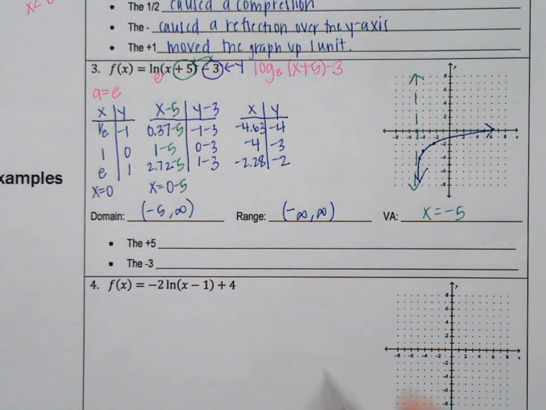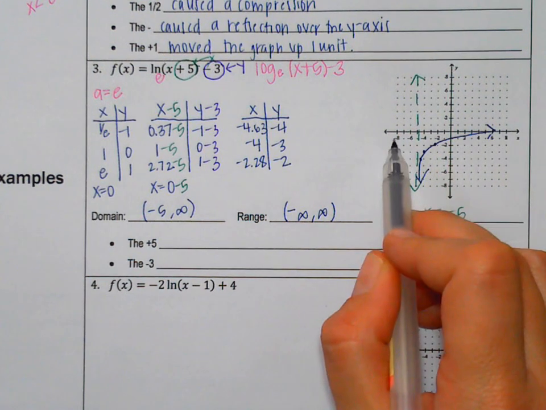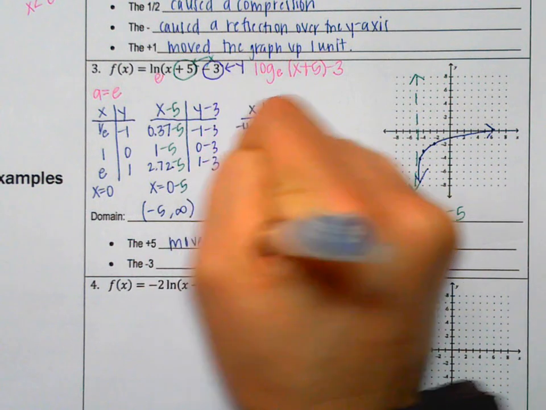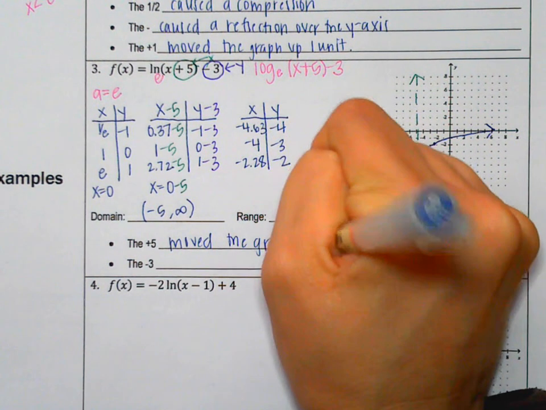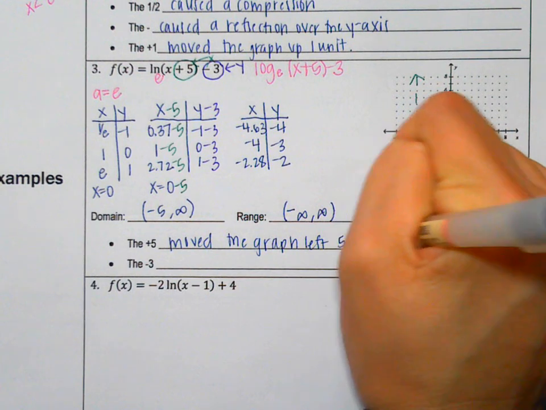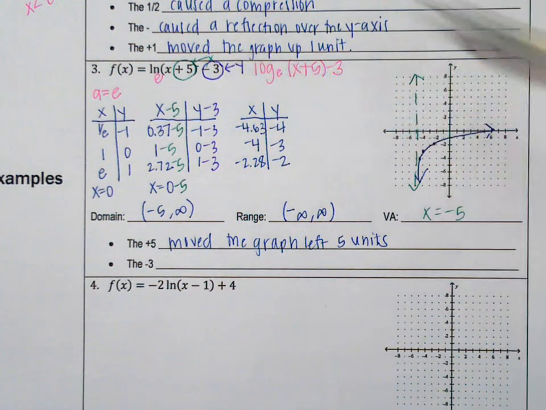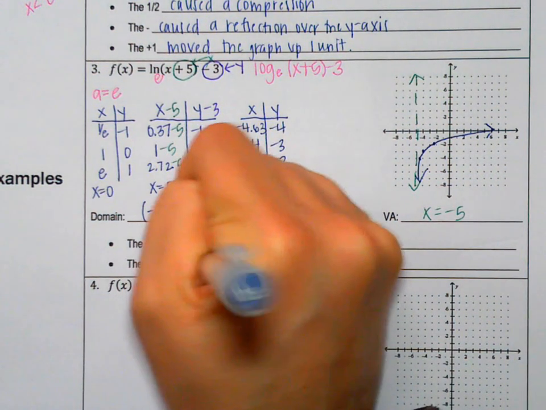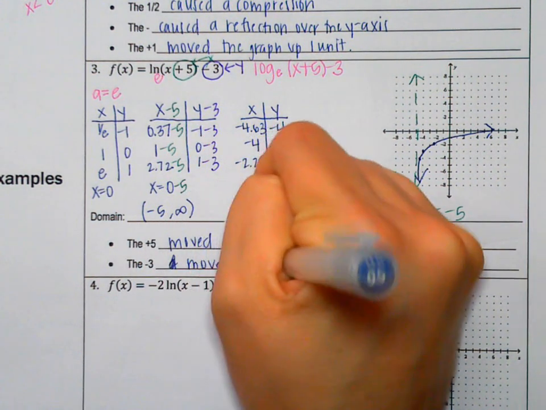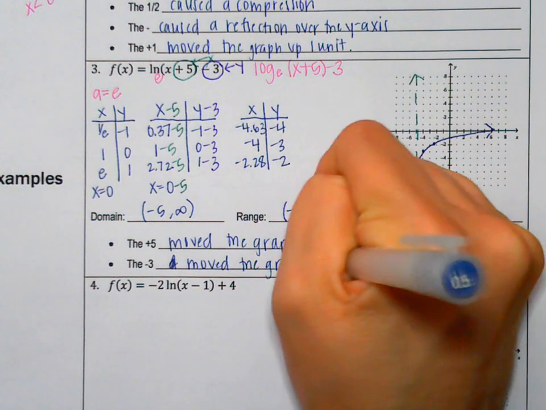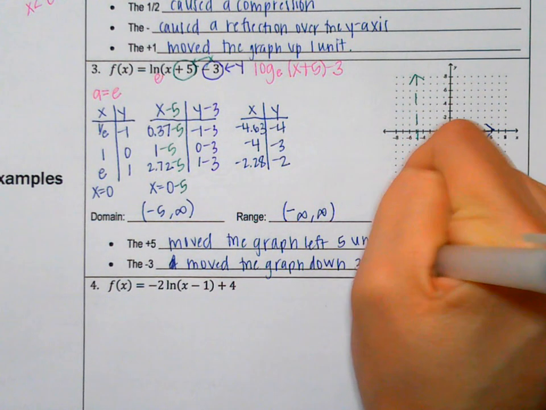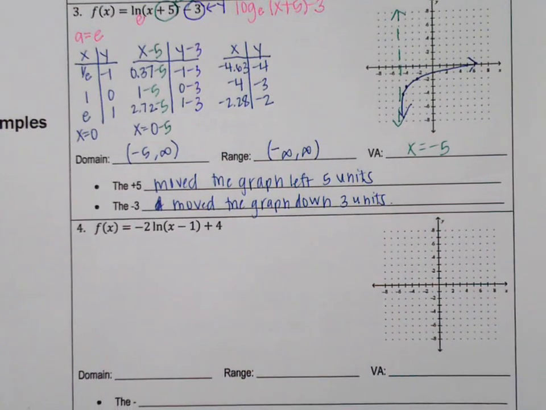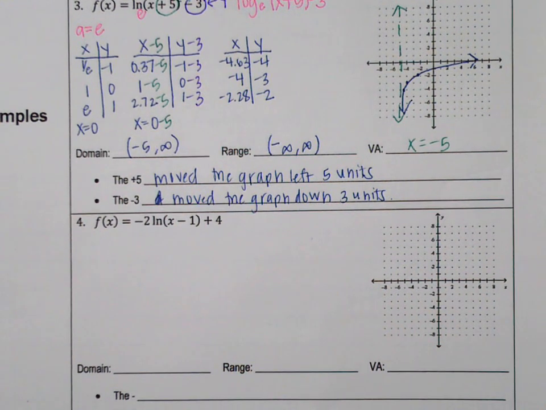And then we discuss our transformations. So the +5 moved it left 5 units. And then the -3 was a change to the y. It moved it down 3 units. Okay. So there you have it. That is that one. And then we're almost done.